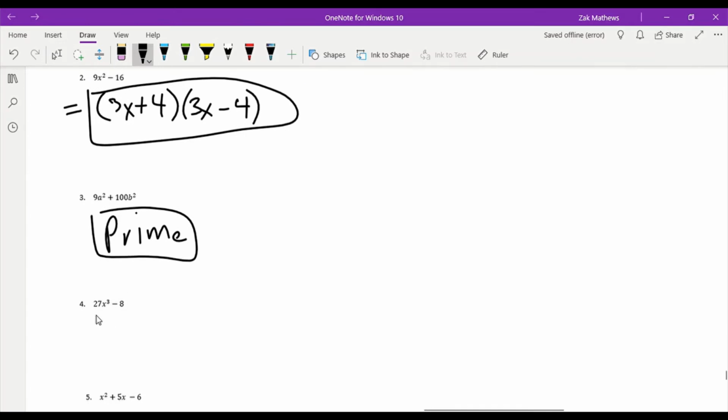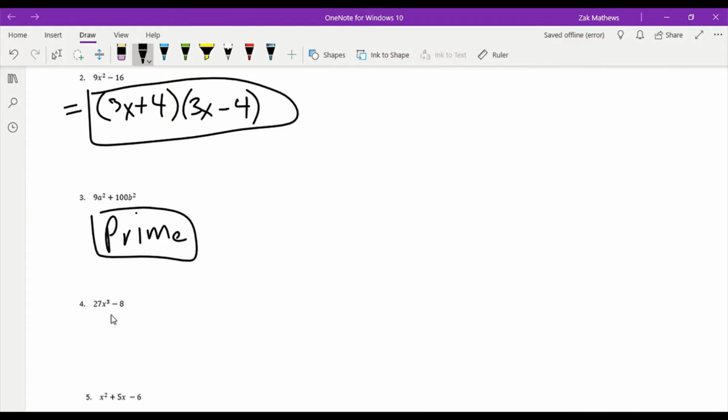Let's move on to number 4, 27x cubed minus 8. Again, I'm going to look for the common factor. 27 and 8, there's no common factor there. Obviously, only one term has the x, so no greatest common factor. And we see we have 2 terms, so it's going to be hopefully a sum or difference of squares or cubes. Otherwise, we're kind of stuck. And the x cubed, pretty good indication we're going to have a cube. So like I said, that exponent kind of giving away what we're going to have.